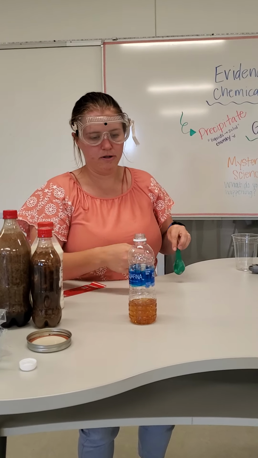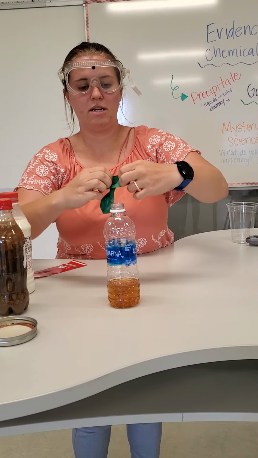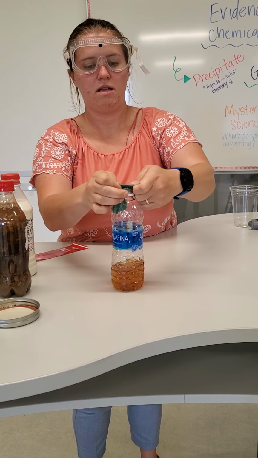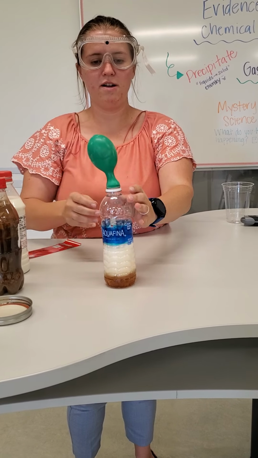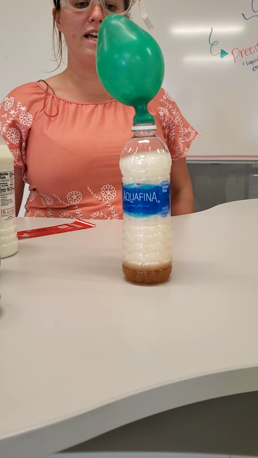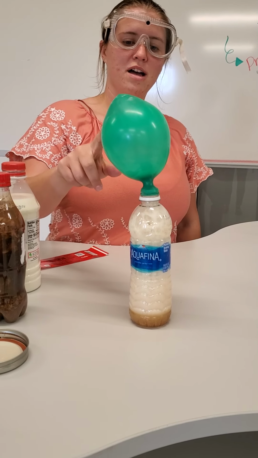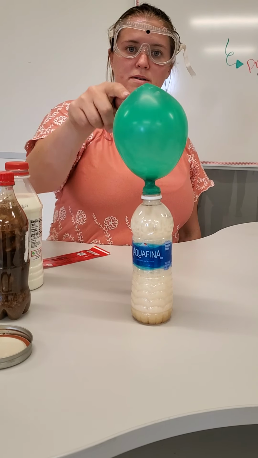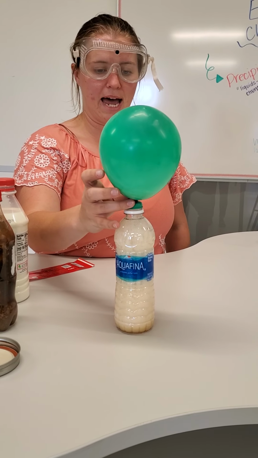Next up, it looks like apple juice. I promise you it's not apple juice, it's vinegar. And in this little balloon, I have some baking soda. Just throw this on, let the baking soda go. And look at my balloon, it's filling up. So when I add two things together and it makes a balloon fill up, it means we've made a gas.